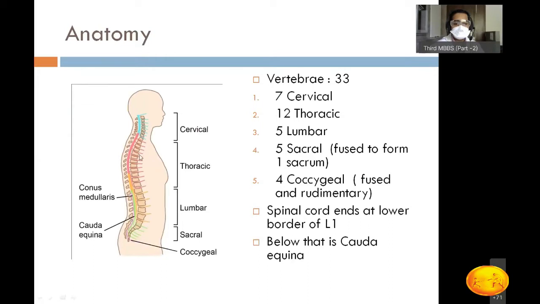Spine has four curvatures, two of which are in kyphotic orientation and two of which are in lordotic orientation. Cervical and lumbar, these two are in lordotic orientation, while thoracic and sacrum, these two regions are in kyphotic orientation. There are 33 vertebrae in total in human spine: 7 cervical, 12 thoracic, 5 lumbar, 5 sacral vertebrae fused to form one sacrum, while 4 coccygeal vertebrae are rudimentary and very small.